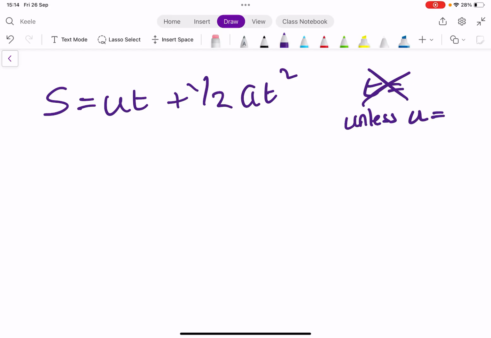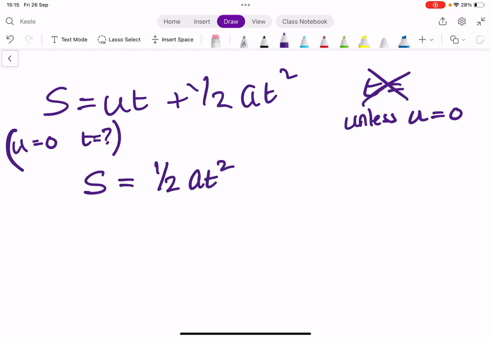if U is 0. So let's just say U is 0 and I want T. In this case, the equation simplifies because U times T, if U is 0, is just 0, so it disappears. Now you can rearrange this for T squared, dead easily. 2S over A equals T squared. So T would be the square root of all that.